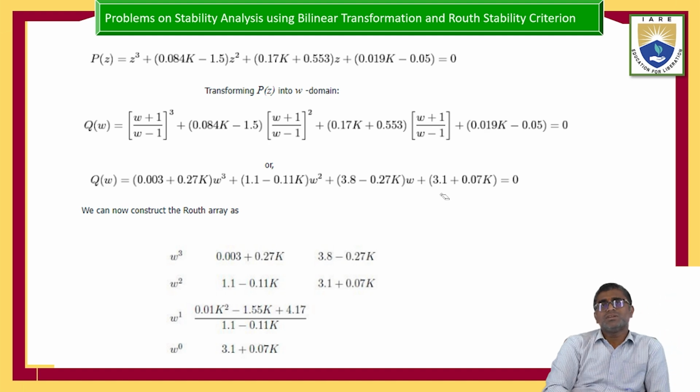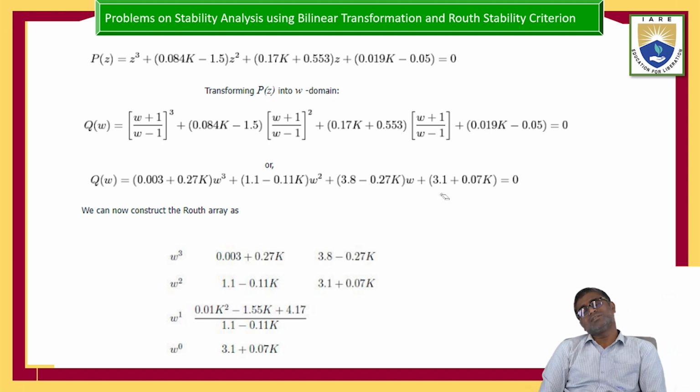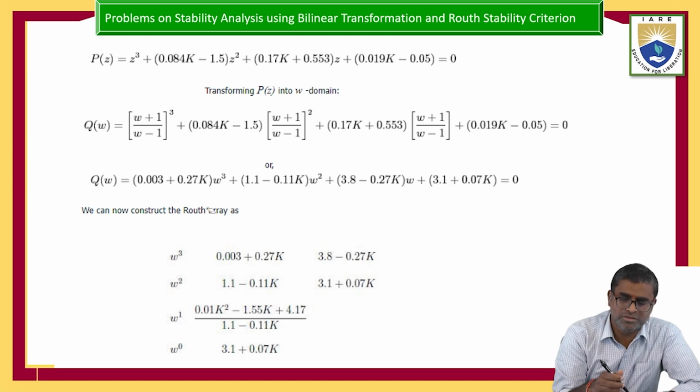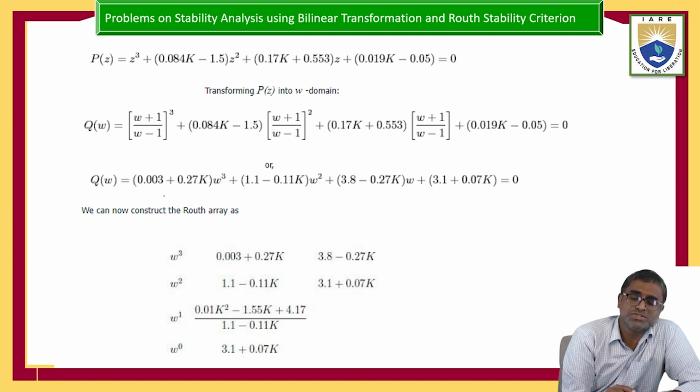So form the RH criteria, using the bilinear transformation of this system. What is the highest power? Omega cube is there. So for omega cube, the coefficient is 0.03 plus 0.27K. Okay. The next one is 3.8 minus 0.27K.